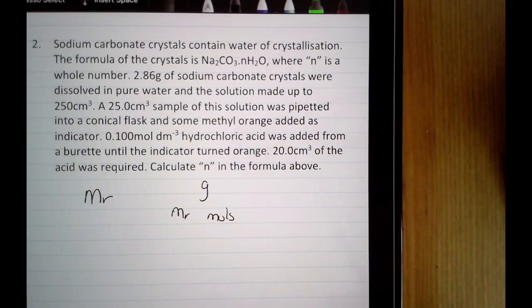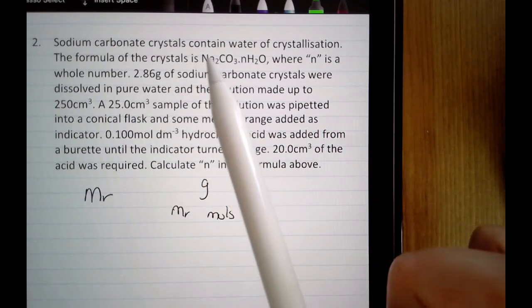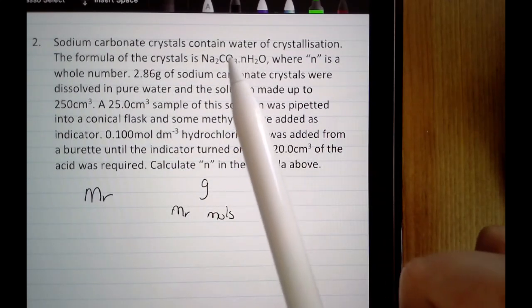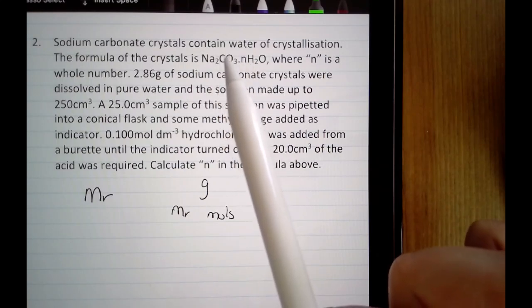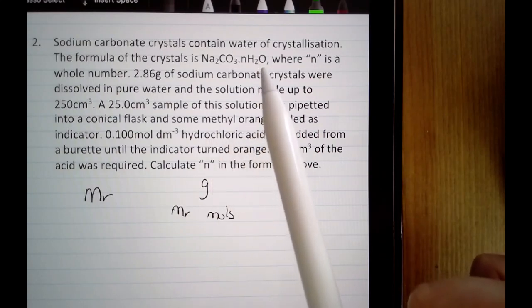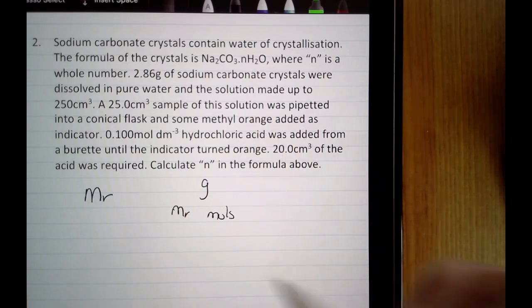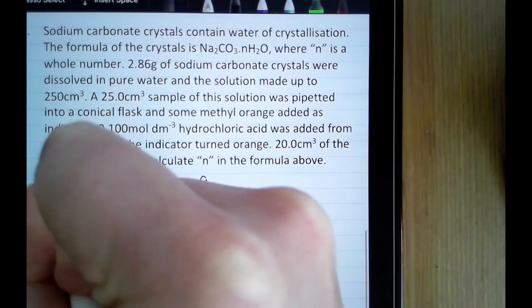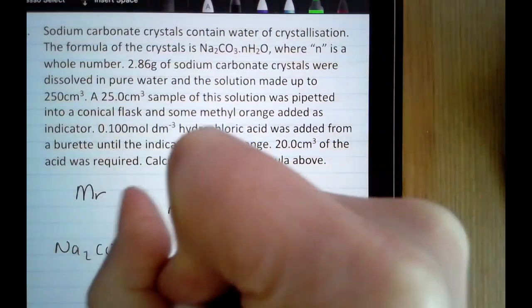And again, I first need to work out just what I'm titrating against what. So I'm told I've got these sodium carbonate crystals, okay? So it's just sodium carbonate with some water attached. And when I do the reaction between the sodium carbonate and the hydrochloric acid, that water is not going to be involved. The acid is going to react with the base. It's not going to react with the water. So when I'm writing my equation, I'm going to leave out the water for now. I'm just going to write sodium carbonate.